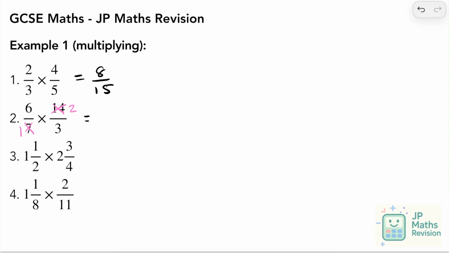Similarly, if I look at 6 and 3, I can see they both go into 3. So I can cross out the 3 and make that a 1 because 3 divided by 3 is 1, and I can cross out the 6 and make that a 2 because 6 divided by 3 is 2. So now I have 2 times 2, which is 4, so the numerator is 4, and 1 times 1, which is 1. So 4 over 1 is just 4.